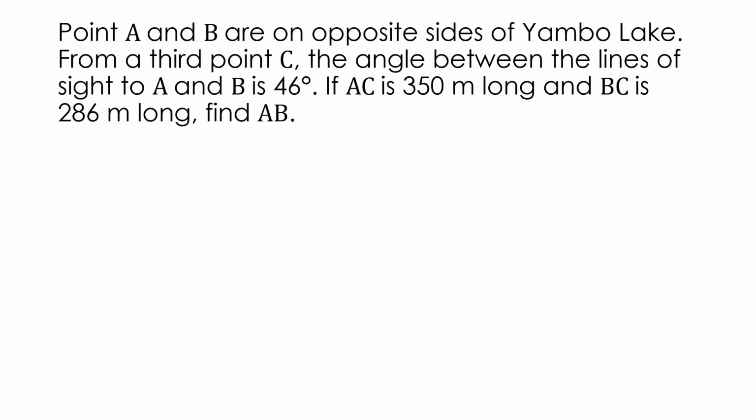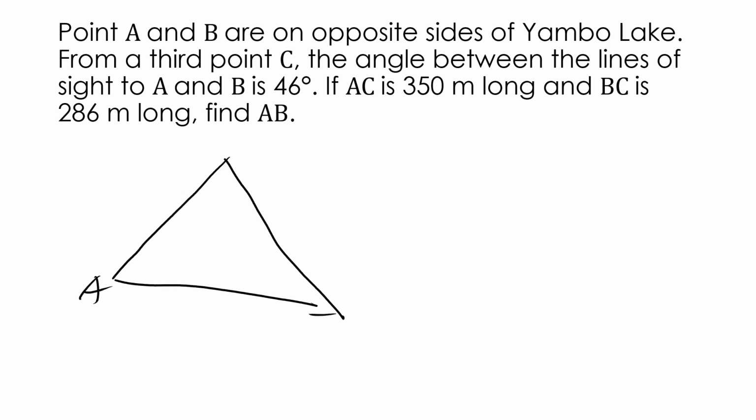Next, we have points A and B on opposite sides of Yambo Lake. So we have a triangle here again, so let's draw another triangle. We have A, B, and C. From a third point C, the angle between the lines of sight to A and B is 46 degrees. If AC is 350 meters and BC is 286 meters, find AB.